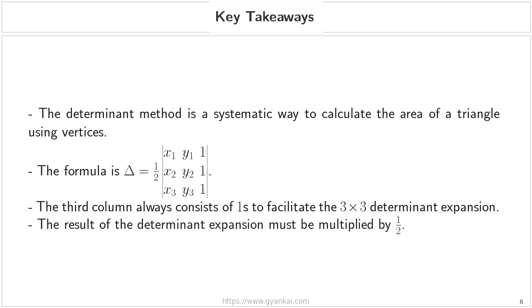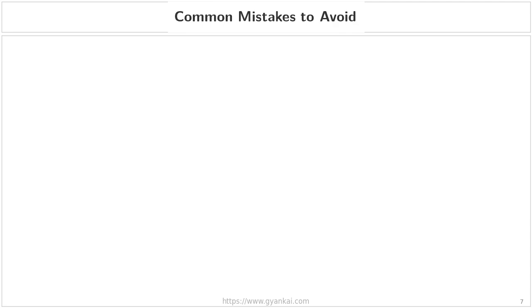Finally, a very important reminder. Once you have finished the expansion and simplified your terms, the result of that determinant expansion must be multiplied by 1/2 to obtain the actual area. Now that we have worked through that practical example, let's pause and summarize the key takeaways from today's lesson to ensure you have a solid grasp of the concept. In our next slide, we will look at some common pitfalls to watch out for, so pay close attention to those specific steps.